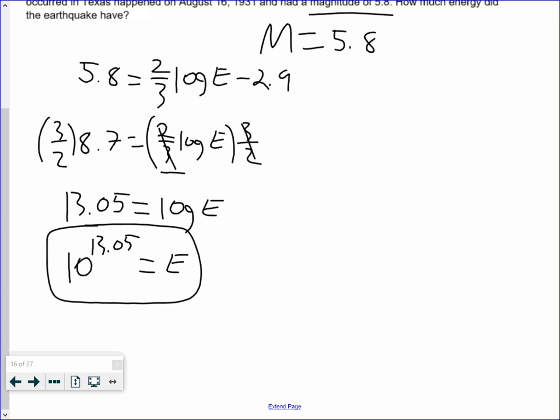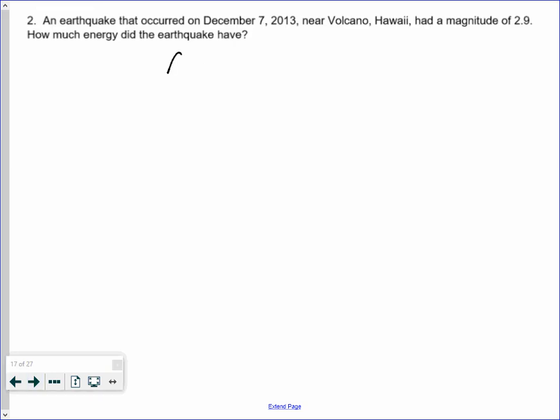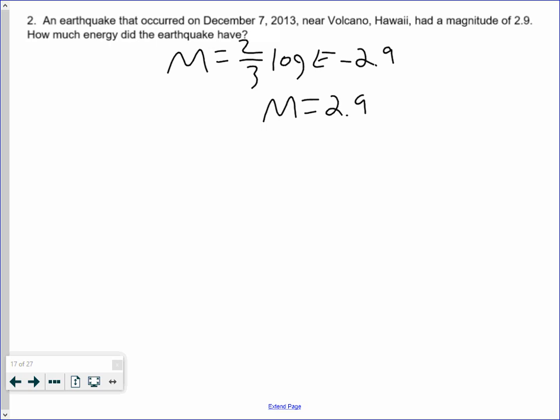All right, let's go on to number 2. On number 2, we're going to be using the same equation. M equals 2/3 log base E minus 2.9. And in this problem, we're told an earthquake that occurred on December 7, 2013, near Volcano, Hawaii, had a magnitude of 2.9. So our M is 2.9. And we're asked how much energy did the earthquake have. So we're solving for E, same thing. We'll plug in 2.9 for M, and we're going to solve for E.